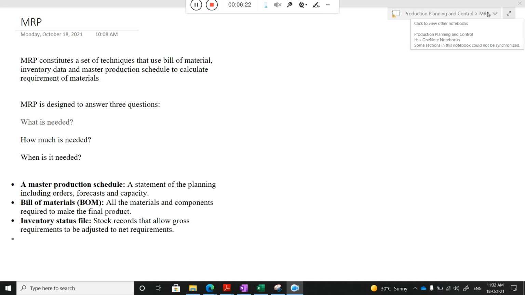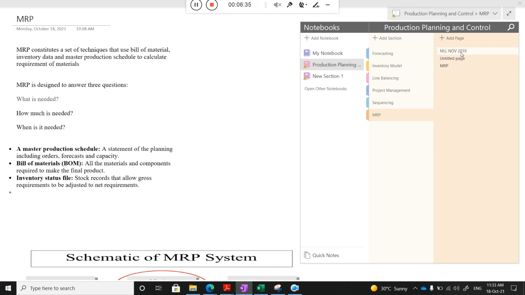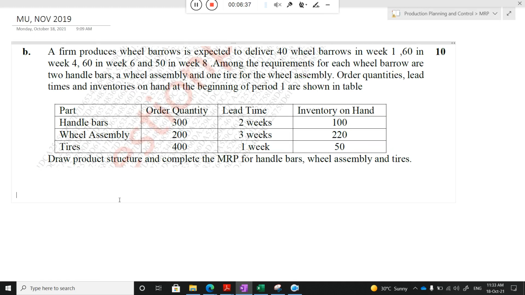So I will try to solve one numerical, so you will understand what the material requirement planning is, as well as what the MPS and the bill of material are. Just wait, this is a university numerical that I will solve here. You will understand all the things. So here you can see the numerical is like this.